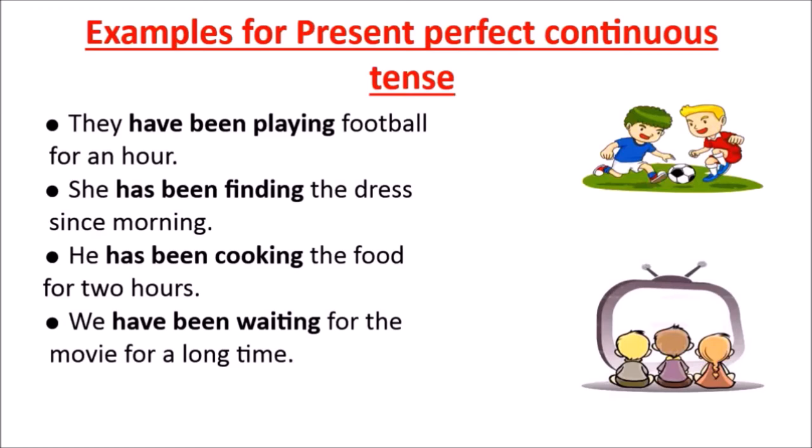He has been cooking the food for 2 hours. So, he started already in the past. Till now he is cooking. So, he has been cooking the food for 2 hours. Look at the next example. We have been waiting for the movie for a long time. So, "have been waiting" here refers to some point of time in the past till now. So, we have been waiting for the movie for a long time. Understand?